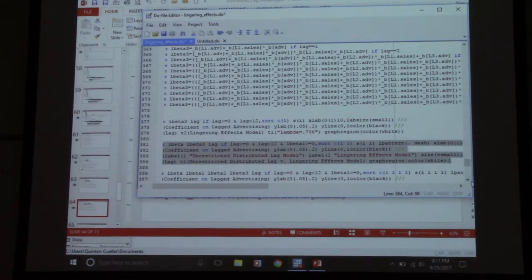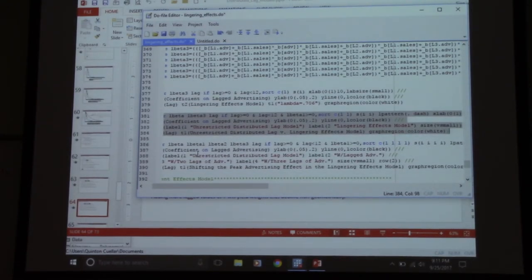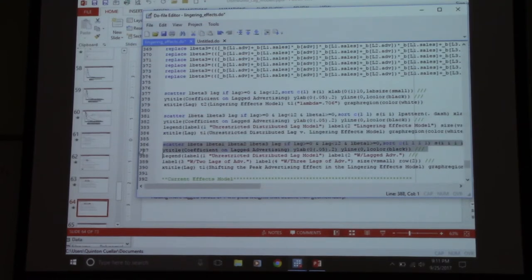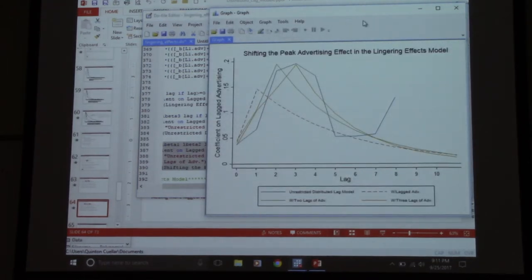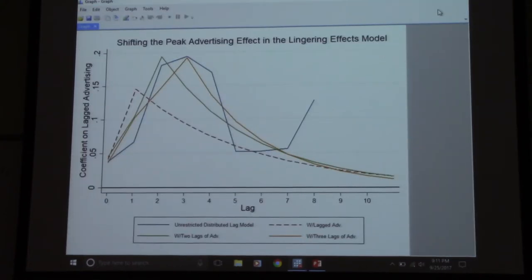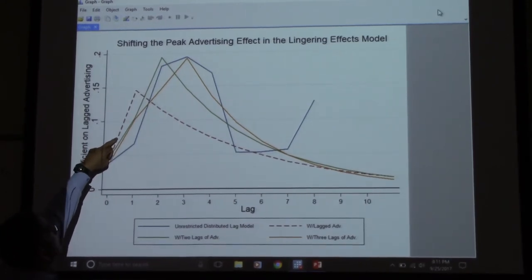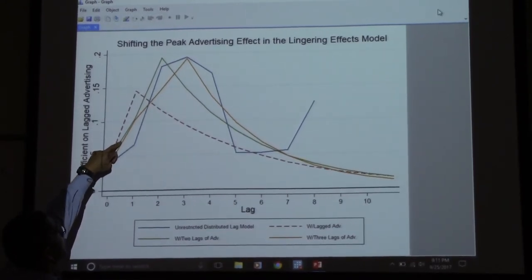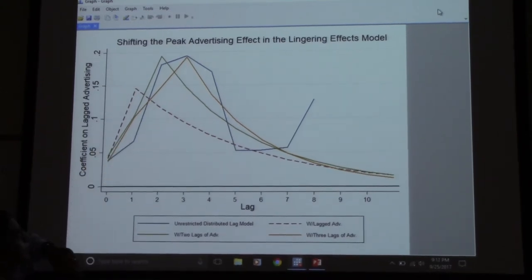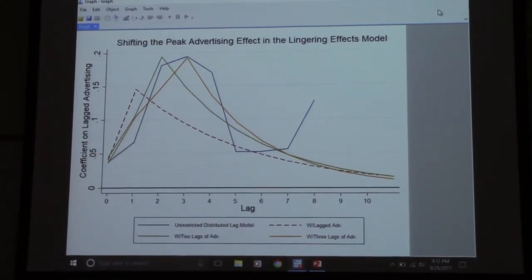Just questions of what model to use. And again, starting with this, I left out the pure linear effects model, but here is the one period lagged advertising, two period lagged advertising, and then the 3 period lagged advertising. And then the unstructured is the blue.